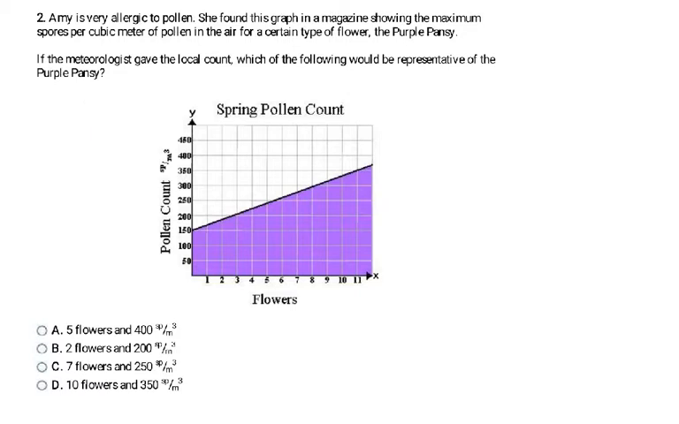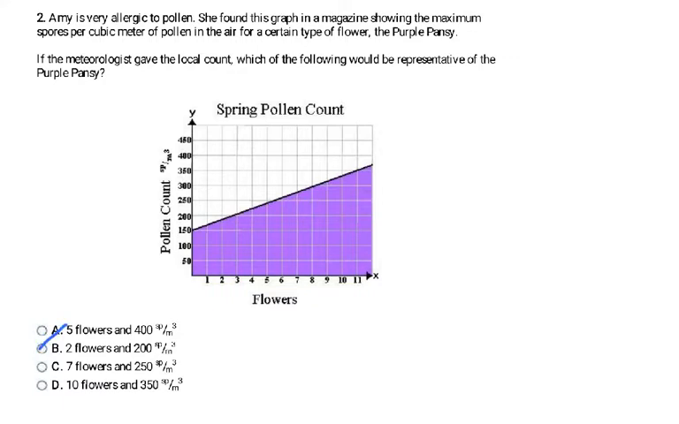All right, so we have this graph, spring pollen count. We have flowers on our X, pollen count on our Y. And our answers are giving us different combinations of flowers and pollen count. So what we need to do is see which one of these actually is an answer. So which one of these is in the shaded area, and because it's a solid line or on the line. So we're just going to look at these points. So we have 400, so 5 flowers, 400 pollen count. That's not in the shaded area. So that's not an answer.